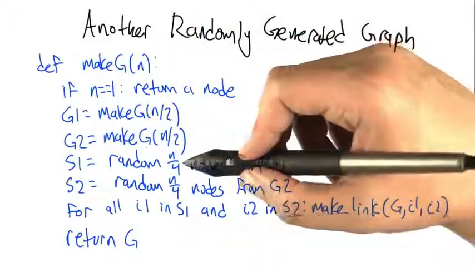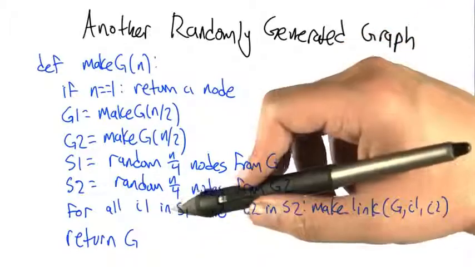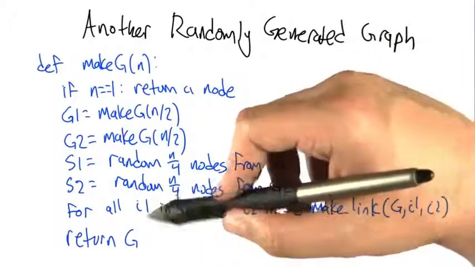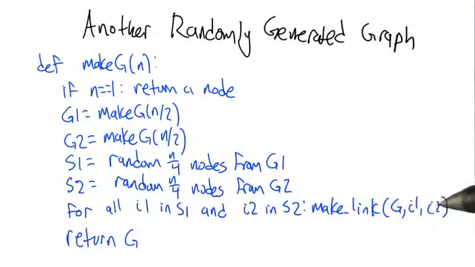But now what we're going to do is choose half of the nodes from G1 and half of the nodes that are in G2 and connect all pairs. So for all I1 in S1 and all I2 in S2, we're going to link I1 and I2 together.